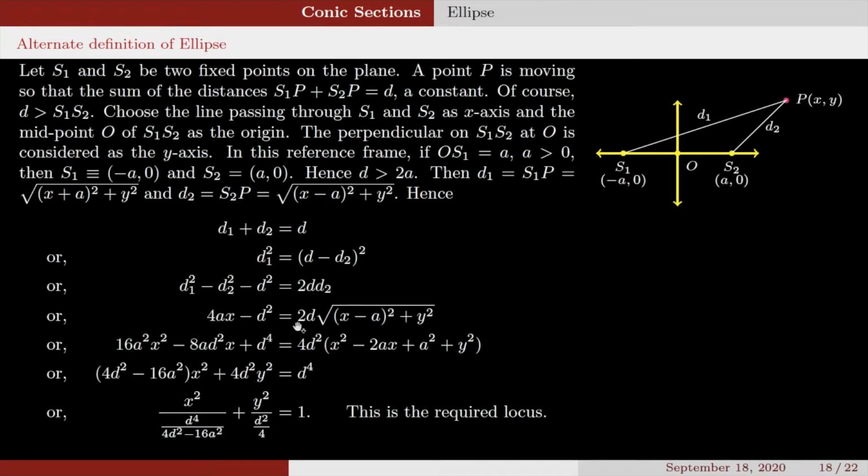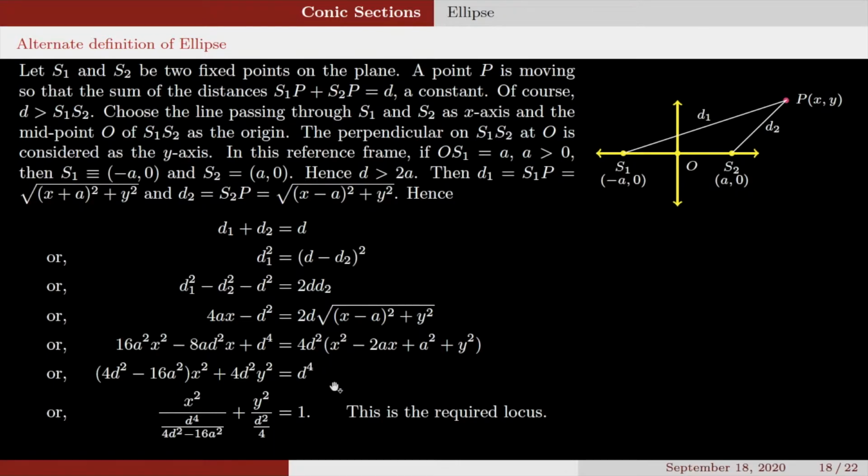Minus D squared is equal to minus 2D times D2. This will be minus 2D, of course. D2 is the square root of (x minus a) whole squared plus y squared. Square it again, then 16 a squared x squared, and then the manipulations arrive at this point.